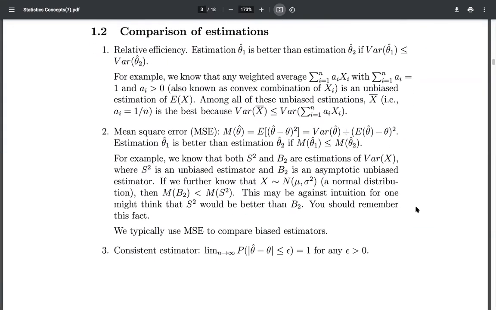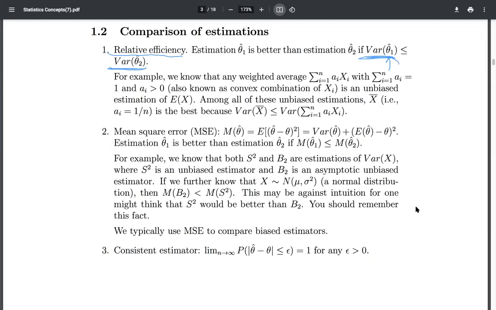Okay, for this, we're looking at comparison of estimation. So that means that you got several methods and which one is better. So how do you look at which one is better? Usually one is the relative efficiency, which means that when you have the estimate come up, I want to calculate its variance, okay? So if one variance is less than or equal to the other, the smaller variance, of course, always indicates this is a better estimate.